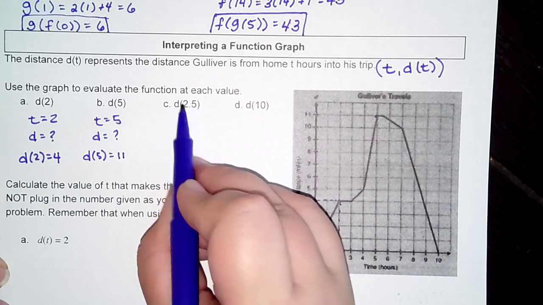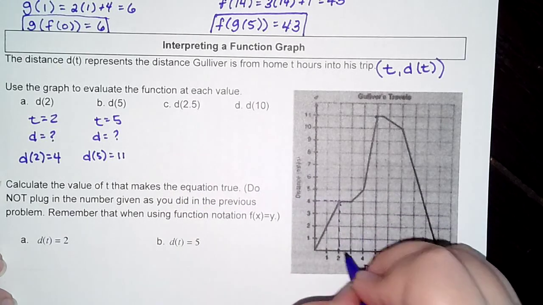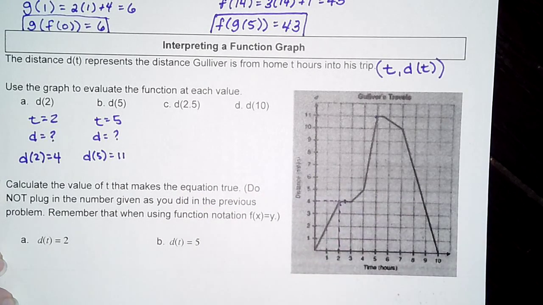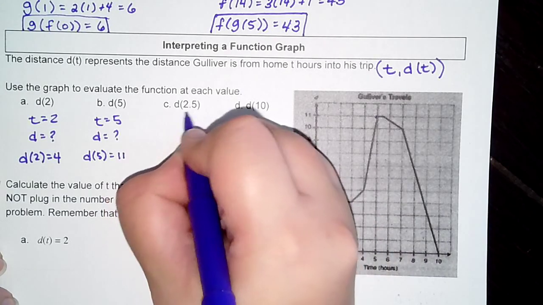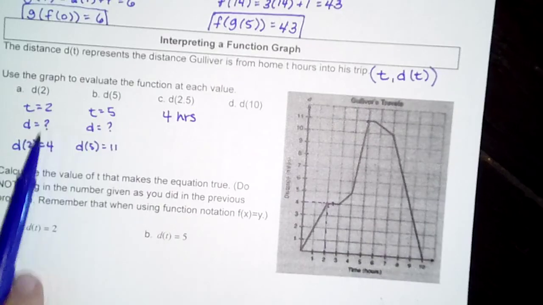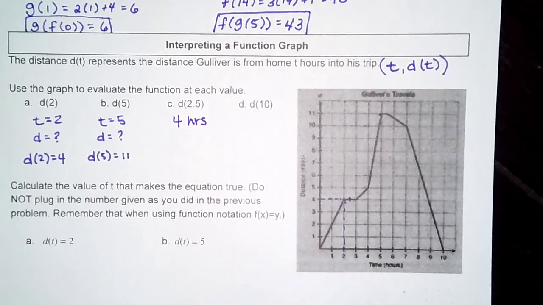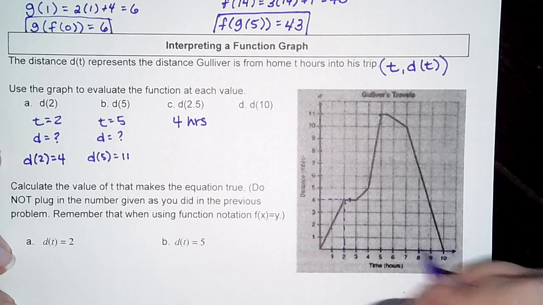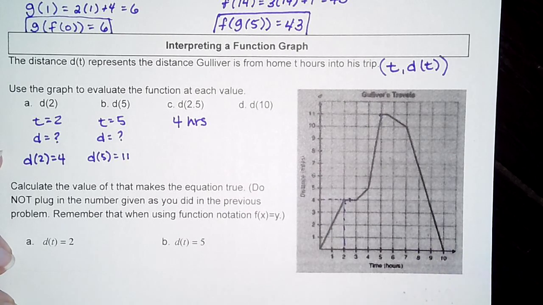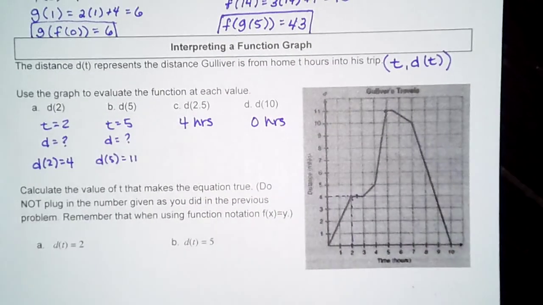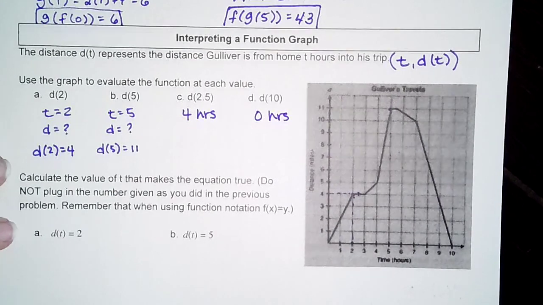When your time is 2.5 hours, it's right here in the middle, right there, that would be 4 hours. So d of 2.5 is 4 hours. I don't care how you write it, I'm just showing you some steps in between that help me. And then of course when time is equal to 10, his distance is 0 because he's back home. He's 0 hours from home. At one point he was 11 hours from home. So that's not too bad.